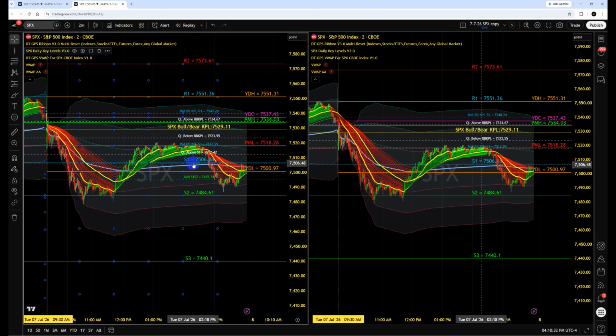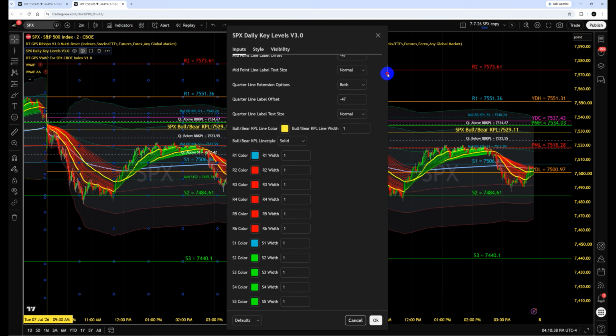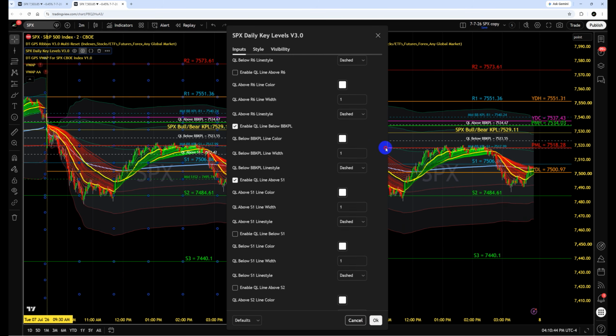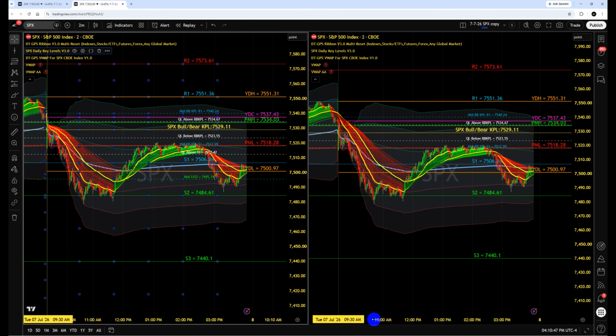On a bullish trade, say off of S1, same thing in reverse. You have the QL level below S1. And you can turn all these on in advance and save them as defaults if you prefer to have them on. They're not on right out of the box by default. Only the QLs and midpoints above and below the bull bear KPL are turned on by default. But you can turn on whatever QL and midpoint levels you want, additional ones, and save them as your particular default, whatever your preference is.